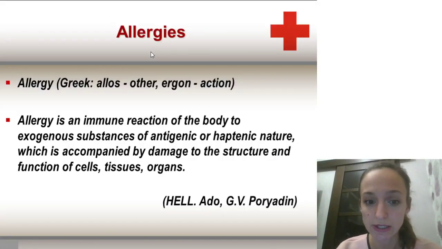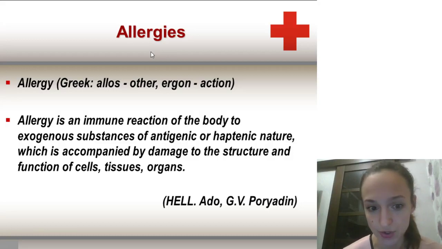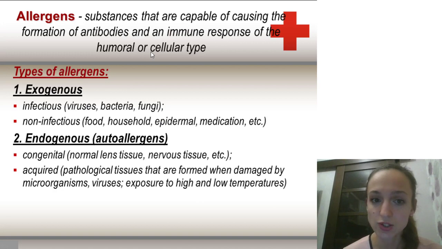Allergies. Allergy is an immune reaction of the body to exogenous substances of antigenic or haptenic nature, which is accompanied by damage to the structure and functions of cells, tissues, and organs. Allergens are substances that are capable of causing the formation of antibodies and an immune response of the humoral and cellular type. And you should know about different types of allergens.